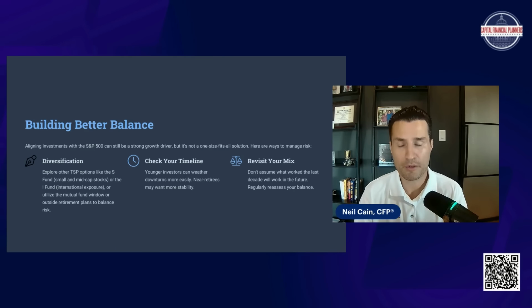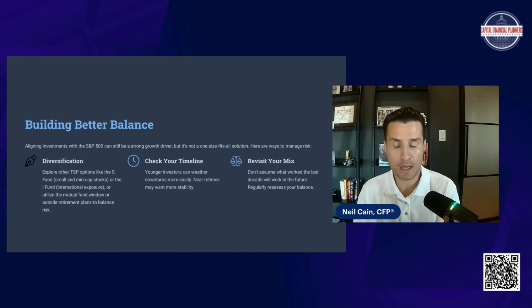So, if we're giving you some tips today, we are going to recommend to really look at, as a TSP investor, some of your other options. The S fund, the I fund, international stocks have done very well this year. It could be the start of a trend. But if you're just looking to diversify your C fund into something similar, you can utilize the mutual fund window or another outside retirement plan that has the exposure to something that is a little bit more equal weight in the large cap space. Again, check your timeline.